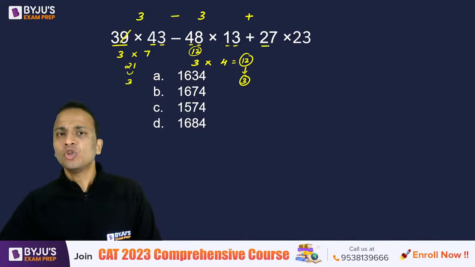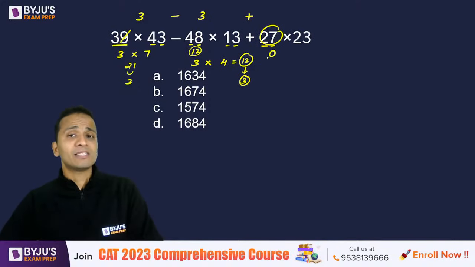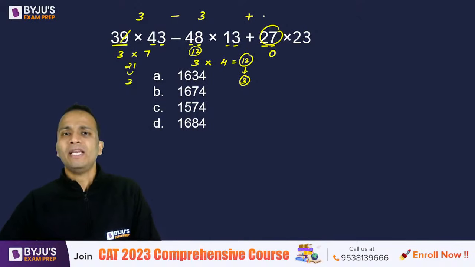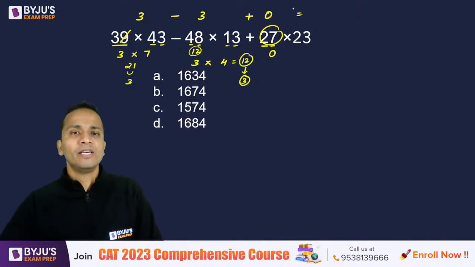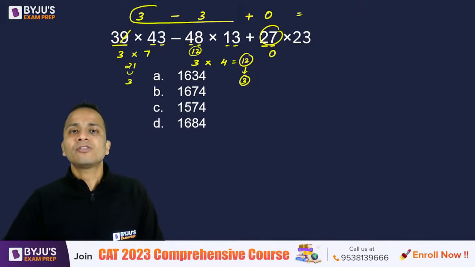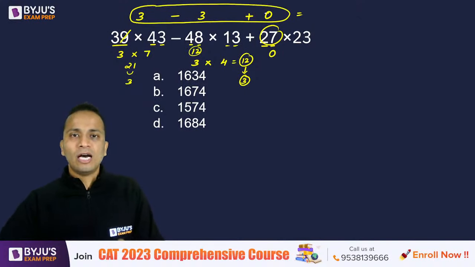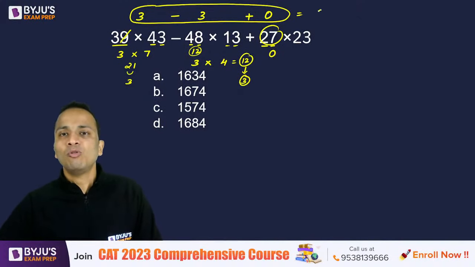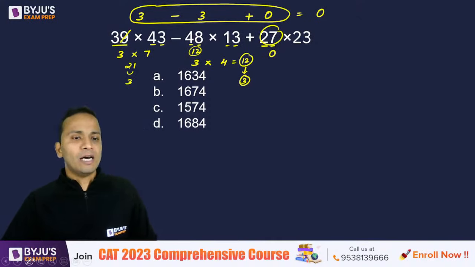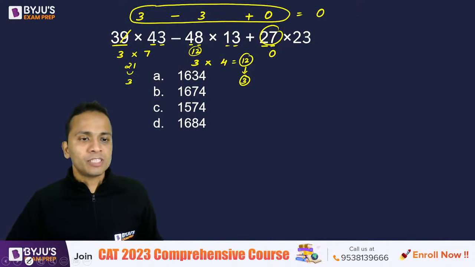Now in this case 2 plus 7 will be 9. 9 will be treated as 0. 0 multiplied by anything will be equal to 0. Okay, so 3 minus 3 plus 0. Ultimately, the digital sum should come out to be 0 for our answer. Okay, let's check the options.